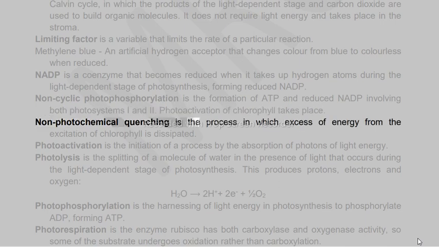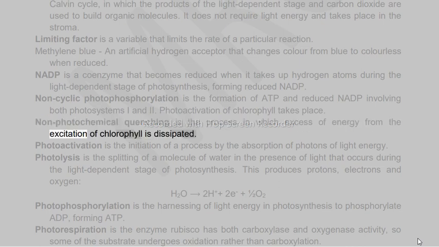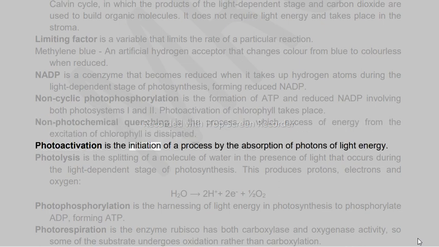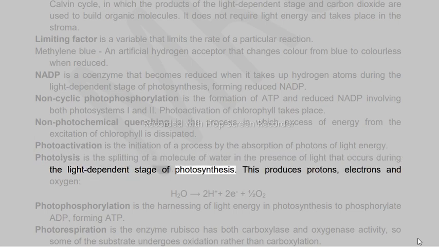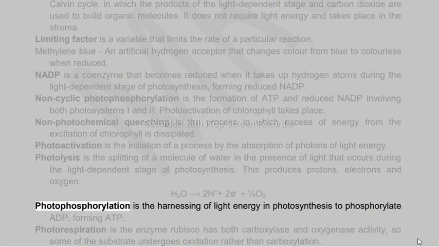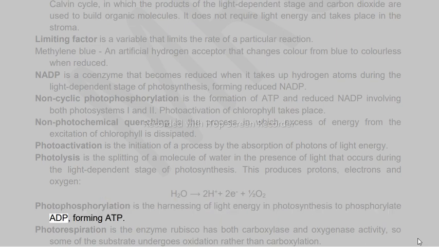Photochemical quenching is the process in which excessive energy from the excitation of chlorophyll is dissipated. Photoactivation is the initiation of a process by photons. Photolysis is the splitting of a molecule of water in the presence of light that occurs during the light stage of photosynthesis. It produces protons, electrons, and oxygen: H2O → 2H+ + 2e- + 1/2 O2. Photophosphorylation is the harnessing of light energy in photosynthesis to phosphorylate ADP, forming ATP.